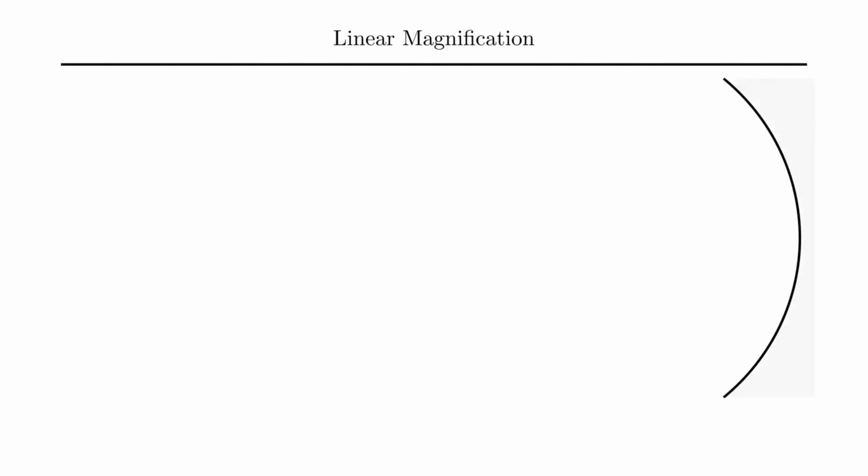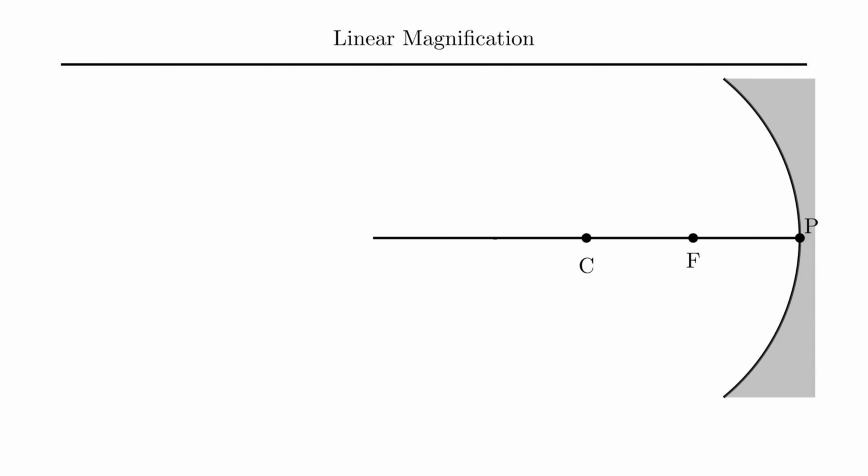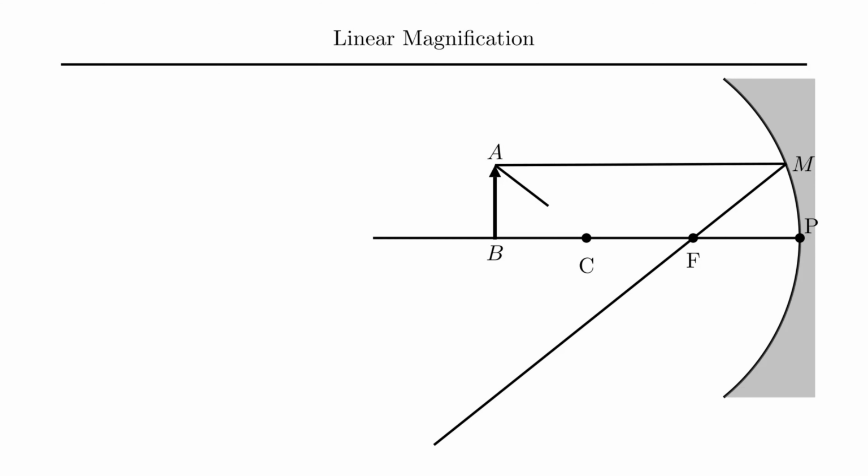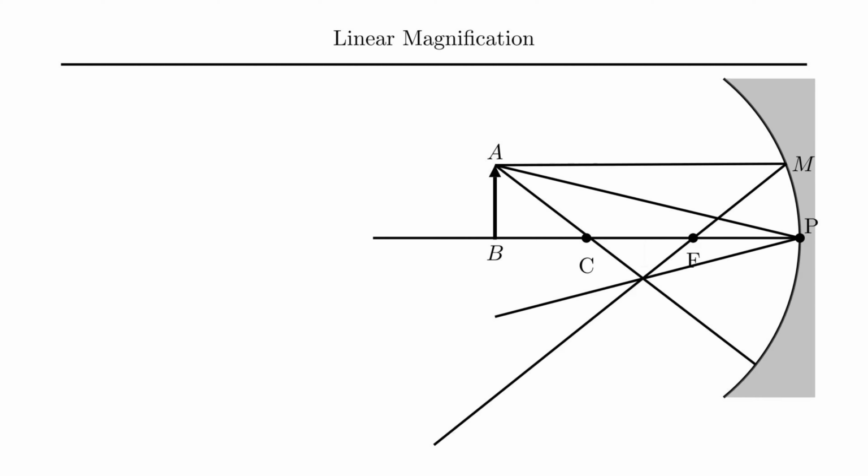Let's first see the case of a concave mirror. Consider a concave mirror with pole P, focus F and center of curvature C. An object AB is placed beyond C. The light ray parallel to the principal axis passes through the focus F. The light ray through the center of curvature C retraces its path after reflection, and the ray at the pole reflects according to the laws of reflection. All these rays meet at a point to form an inverted image denoted by A'B'.